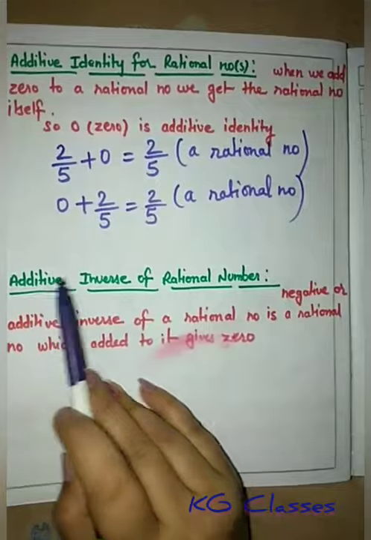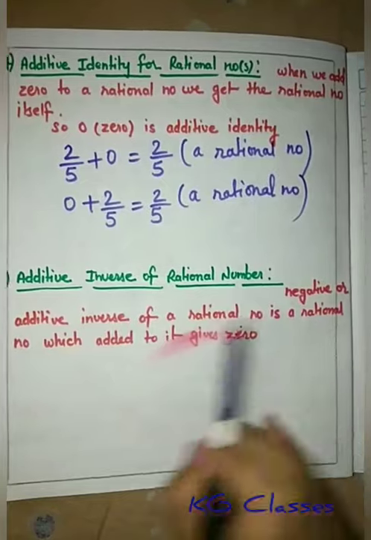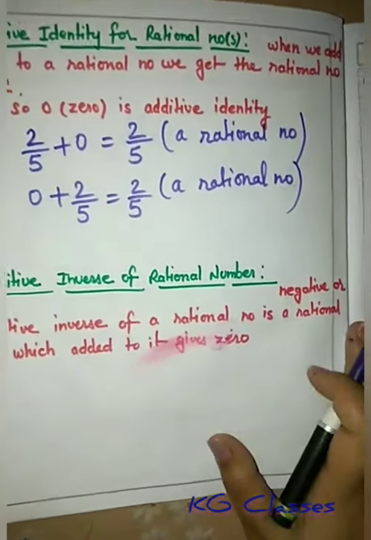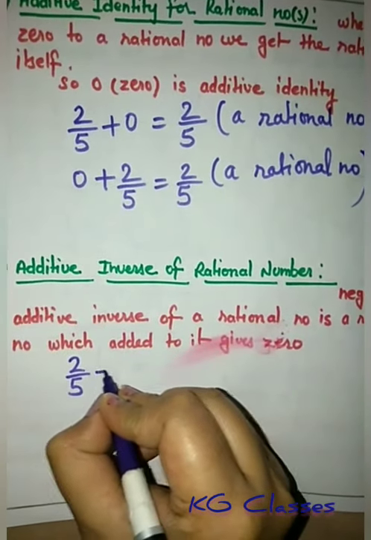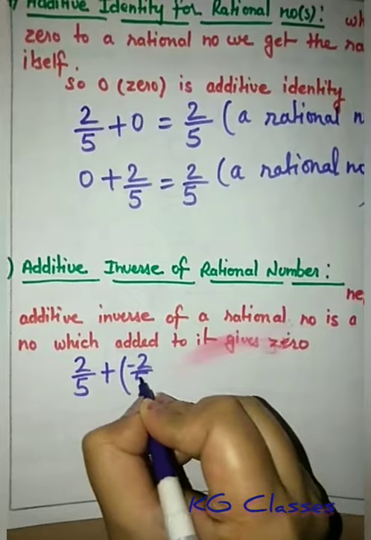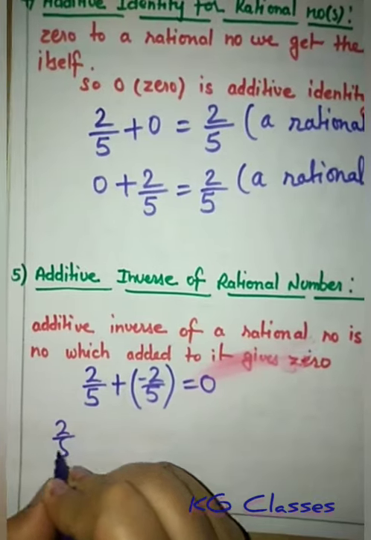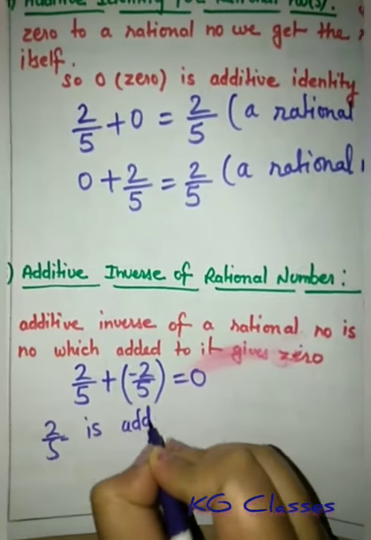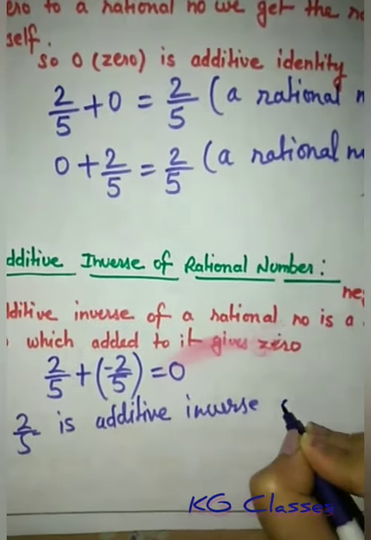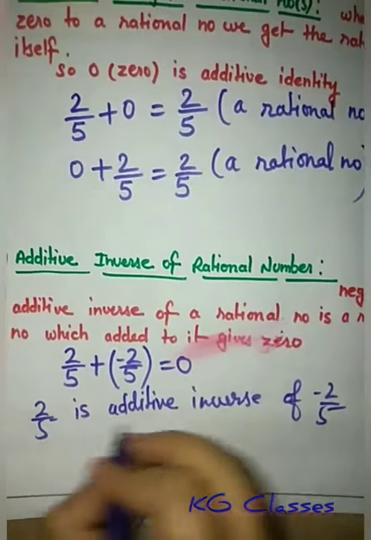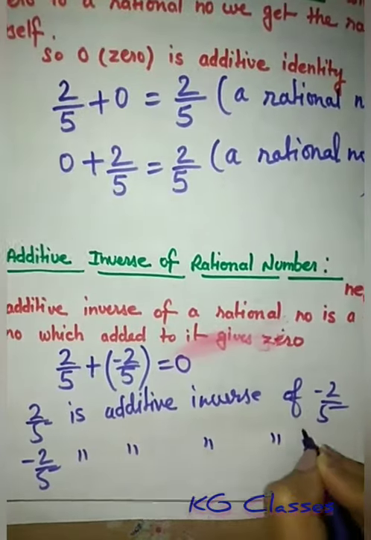Next property is additive inverse of rational number. Negative or additive inverse of a rational number is a rational number which added to it gives 0. So if we have 2 by 5, if we add minus 2 by 5 in it, we will get 0. So in this situation, 2 by 5 is additive inverse of minus 2 by 5, and minus 2 by 5 is additive inverse of 2 by 5.